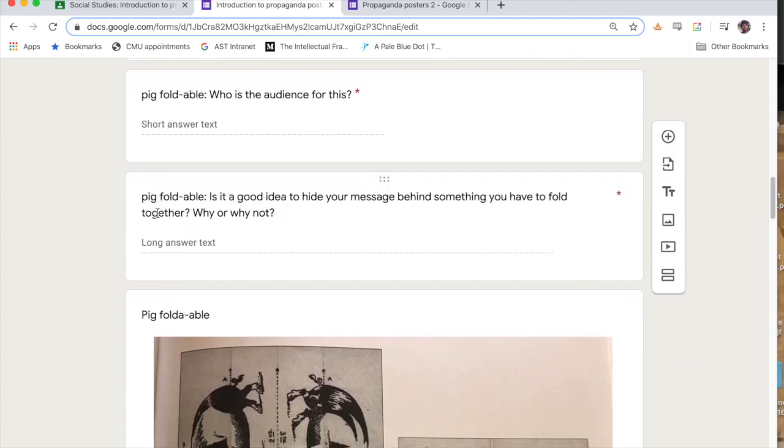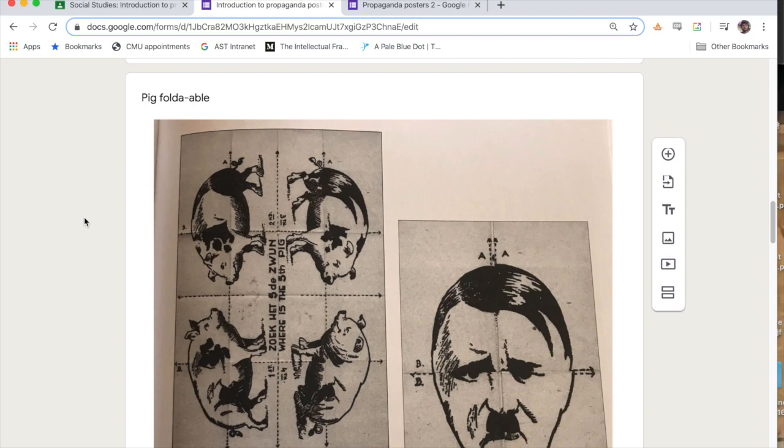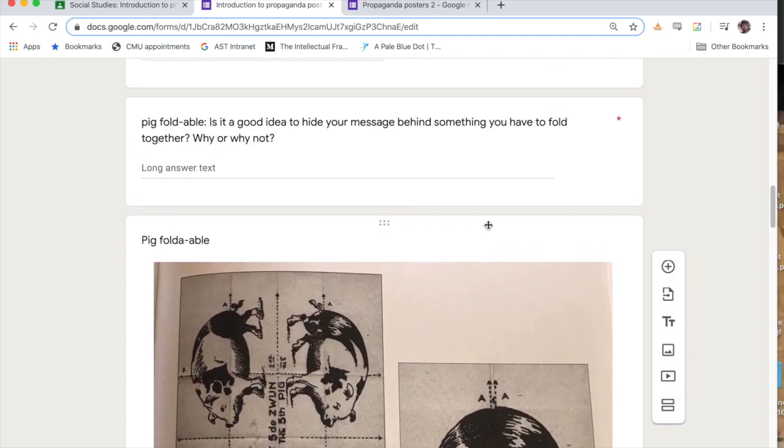So the audience for this, you guys did great with this one. Something like people who did not like Hitler, people who did not like the Nazis, people who were hiding, something like that. All of that was accepted. If you wrote Hitler, Hitler was not the audience for this poster. A poster making fun of a person is generally not aimed at that person. I don't think the person who made this ever thought that Hitler would actually see it.